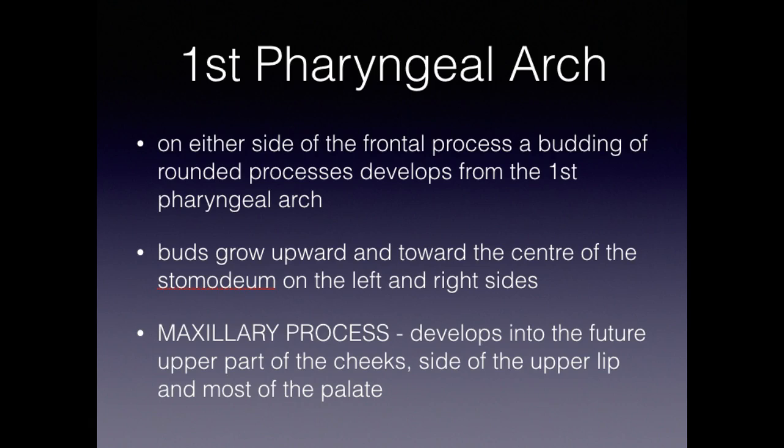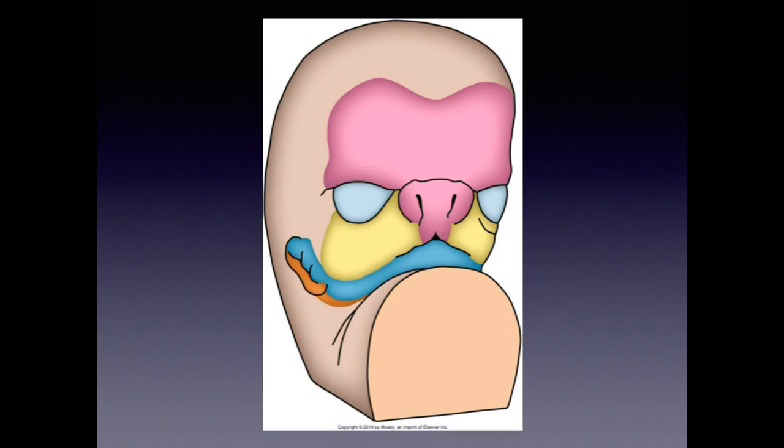So remember, I was telling you we're going to see a lot of names that will be processes off of a main body of tissue. The main body of tissue in this case is the first pharyngeal arch, and the budding processes are the maxillary processes. Now you can start to see the formation of the facial area.